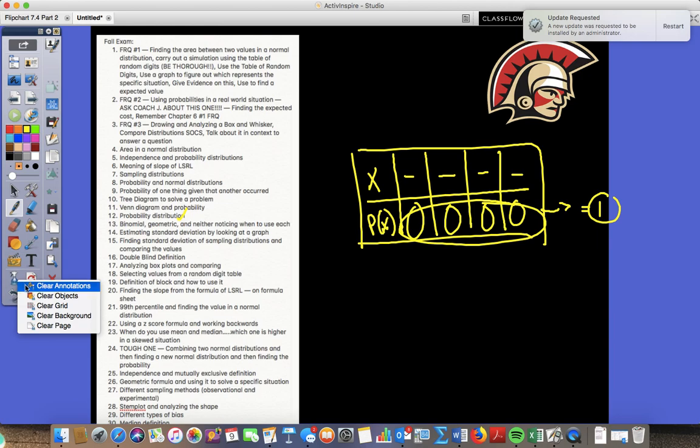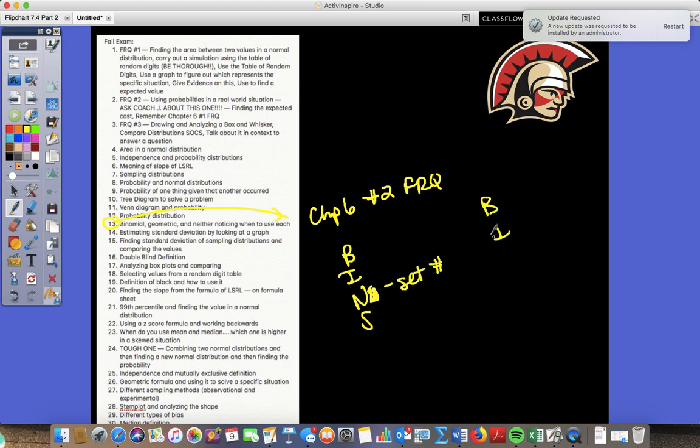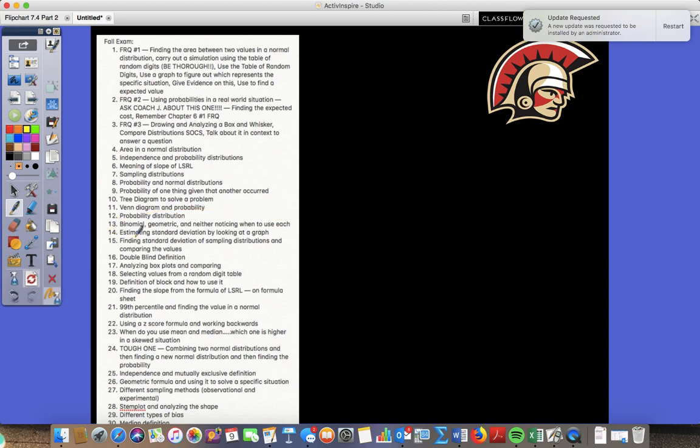On number 13, remember a binomial, geometric, and neither, noticing the differences. If you look on chapter 6, number 2 FRQ, that's a really good one to kind of go back to if you're looking at that. Binomial is bins, right? It has a set number of trials, and geometric has trials until success, okay? So that's a good example of something going back to just noticing the differences. Again, that was chapter 6.